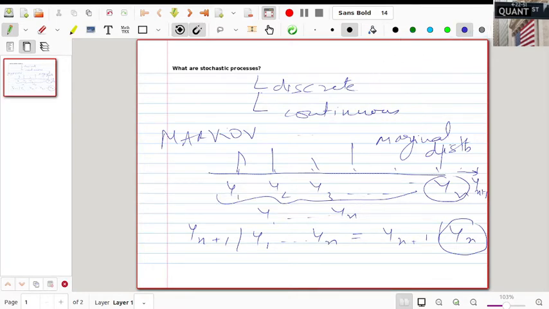And if we talk about the continuous aspect of a stochastic process, instead of these intervals we have a continuous curve of observations, and this kind of continuous process is called Brownian motion, or a geometric Brownian motion. So that's a short explanation of what stochastic processes are.